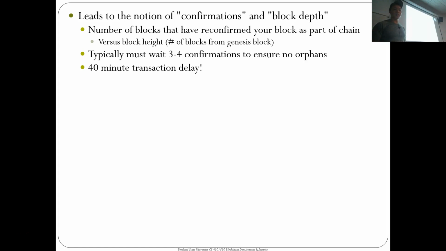So typically, you would wait 3 or 4 confirmations to ensure that you're not going to get orphaned off of the chain. But this is like a 40-minute transaction delay. Who wants to try and buy something and then wait 40 minutes to get out of that store because your transaction is deep enough that it won't get undone?